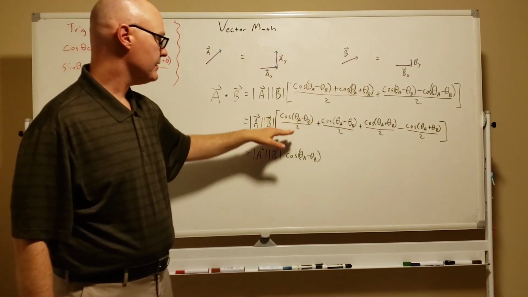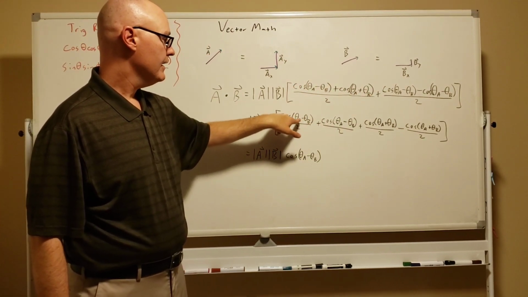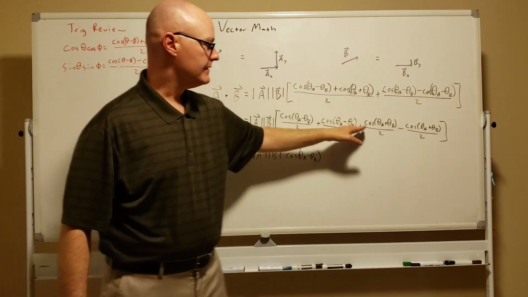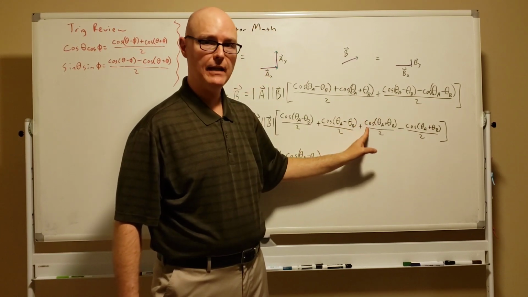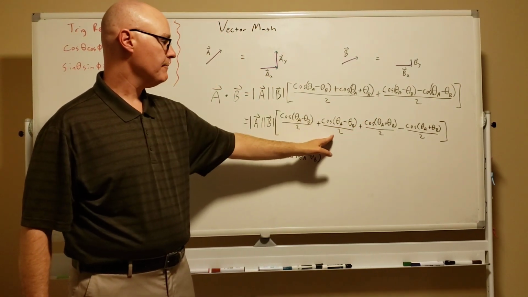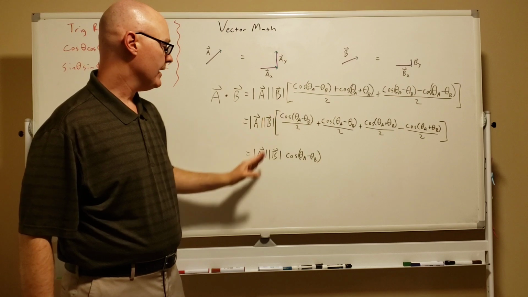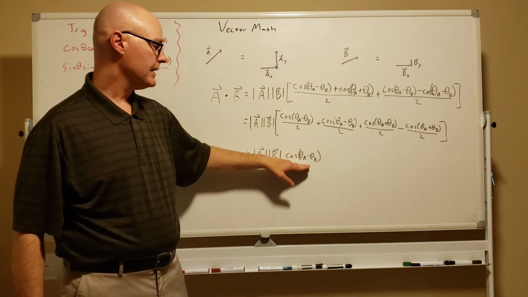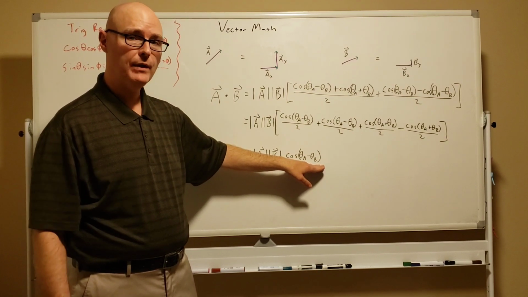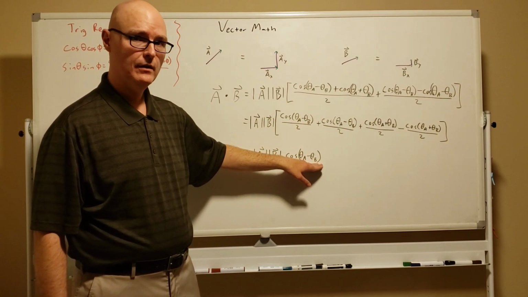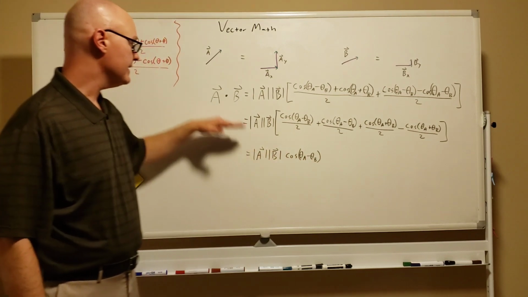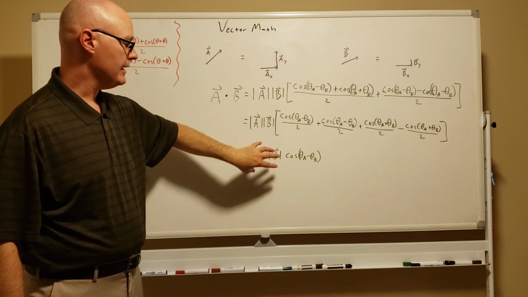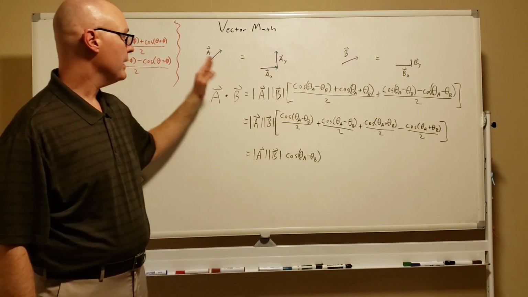Combining my like expressions, I can isolate my difference angles and my added angles, and I can see that these two will cancel out. These two are the same, so I end up with the magnitude of A times the magnitude of B times the cosine of the angle between the two vectors. So what this is telling me is that the dot product is related to the angle between the two vectors.